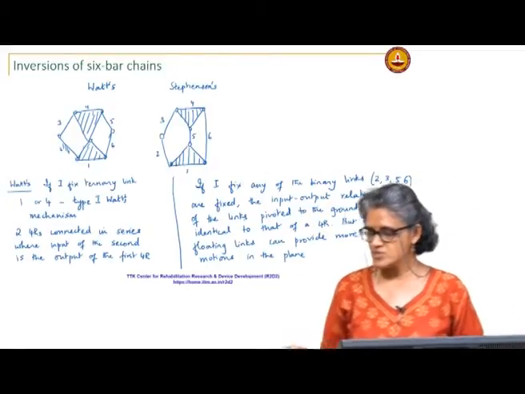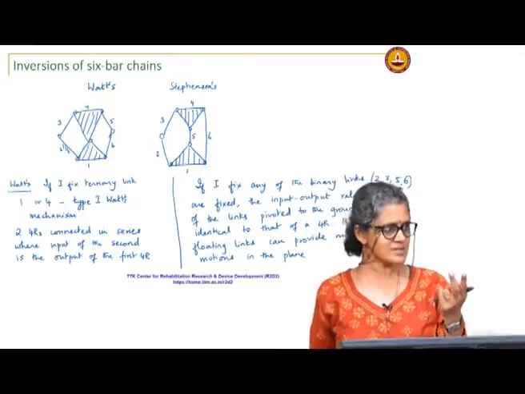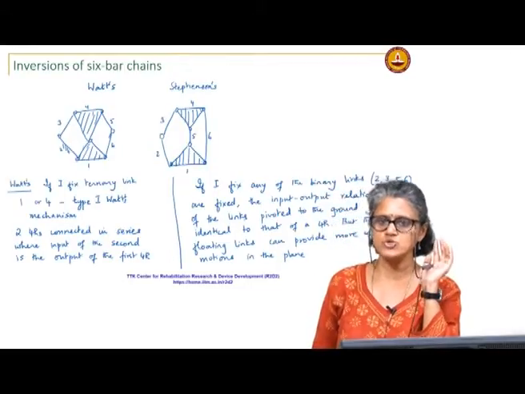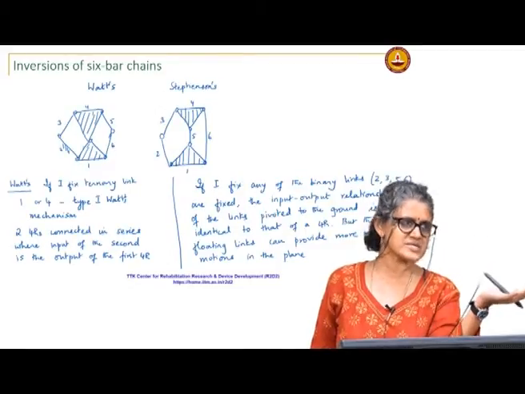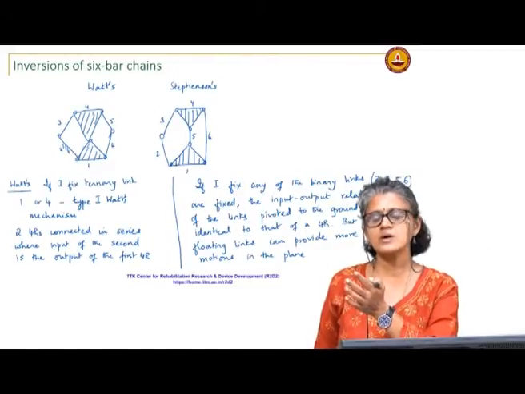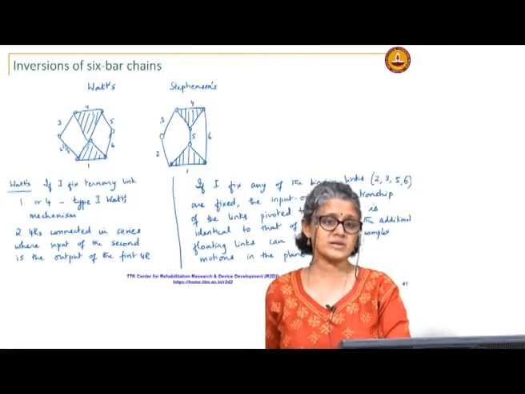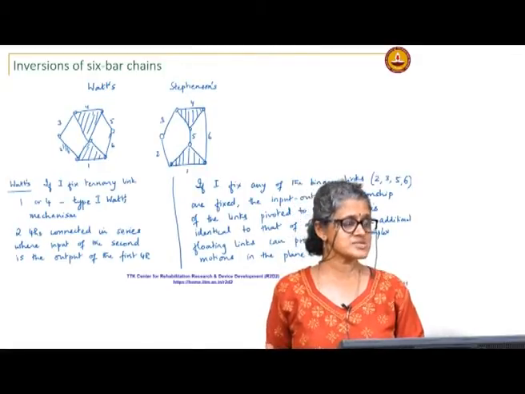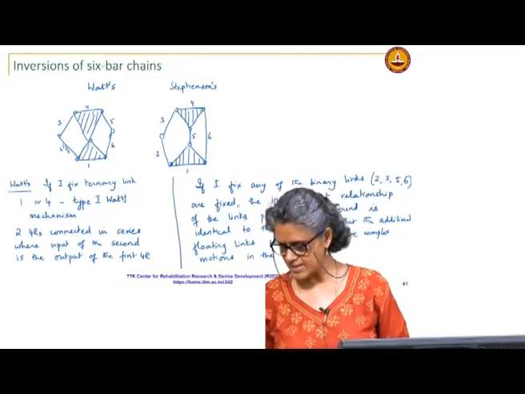So, if you look at distinct inversions with the Watt's chain, you are basically getting 2 different types, 2 distinct inversions. One is if you fix the ternary link, one is if you fix one of the binary links. Actual motions of course will be quite different depending on which link you fix, because that will be dependent on the dimensions of the links.